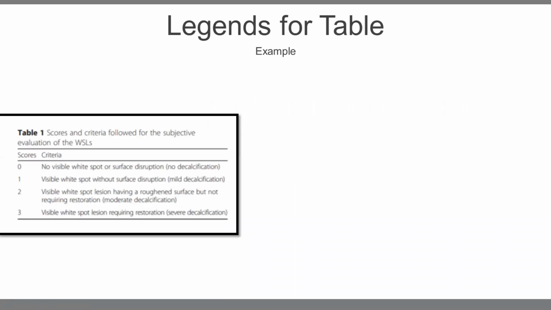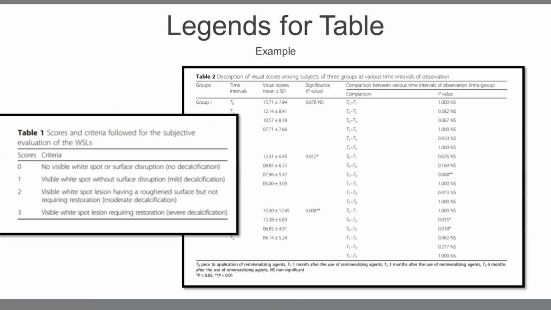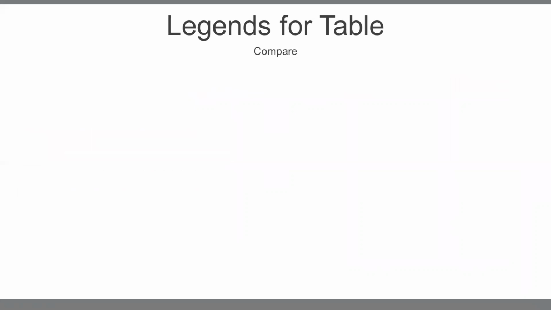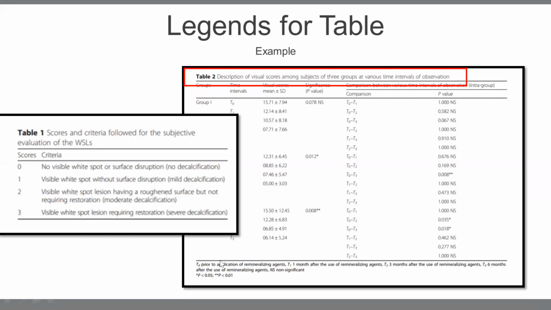So, this is a table which tells the scores. Now, if this is a criteria which has been used from some other source, it should have the source below the table. This is another example. Here you can see the description of visual scores of 3 groups is given, and what these 3 groups, T0, T1, the time interval of observation, that description is given below. So here you can see the description of time interval, everything has been given as in caption below the table, as well as what is considered as significant and non-significant.